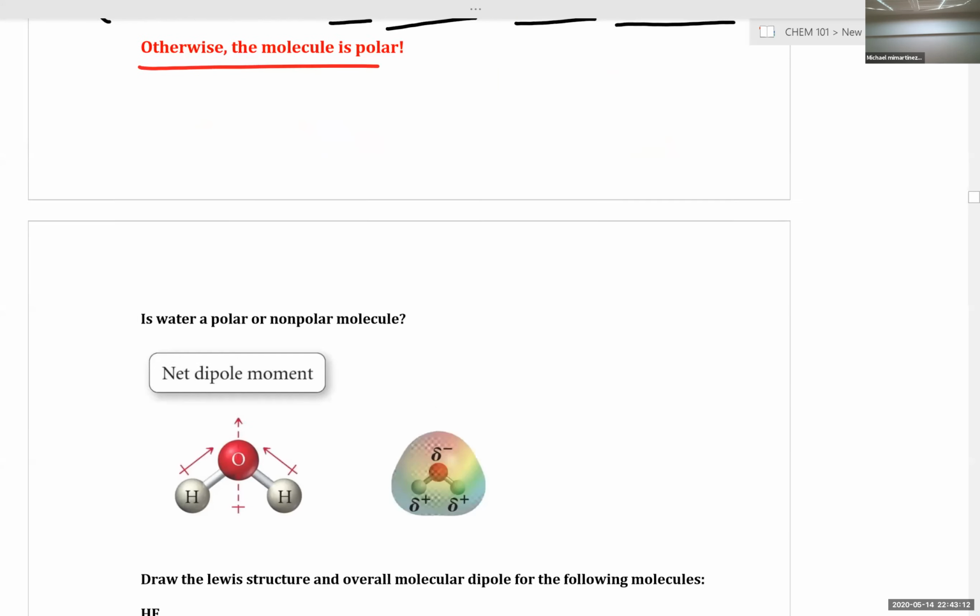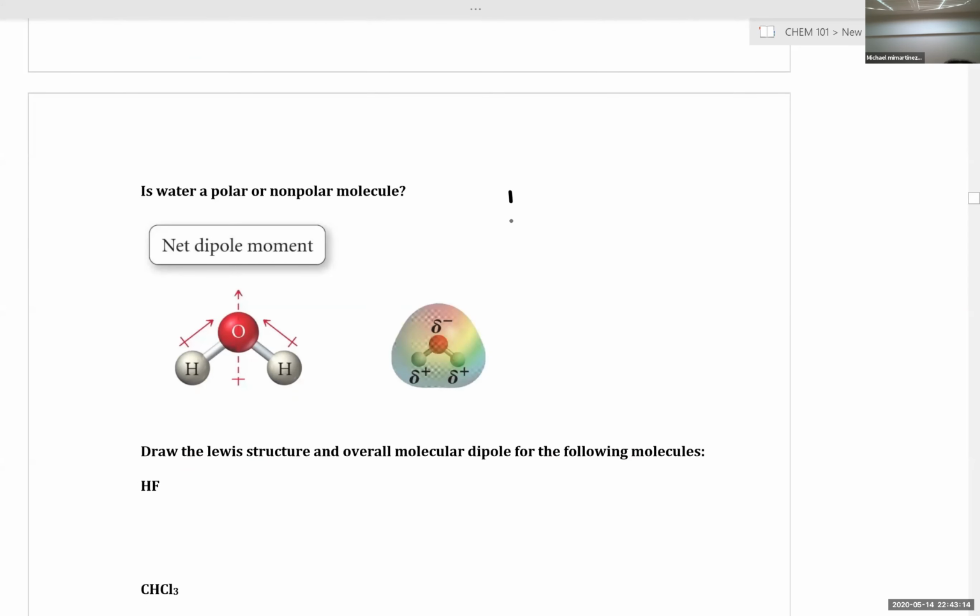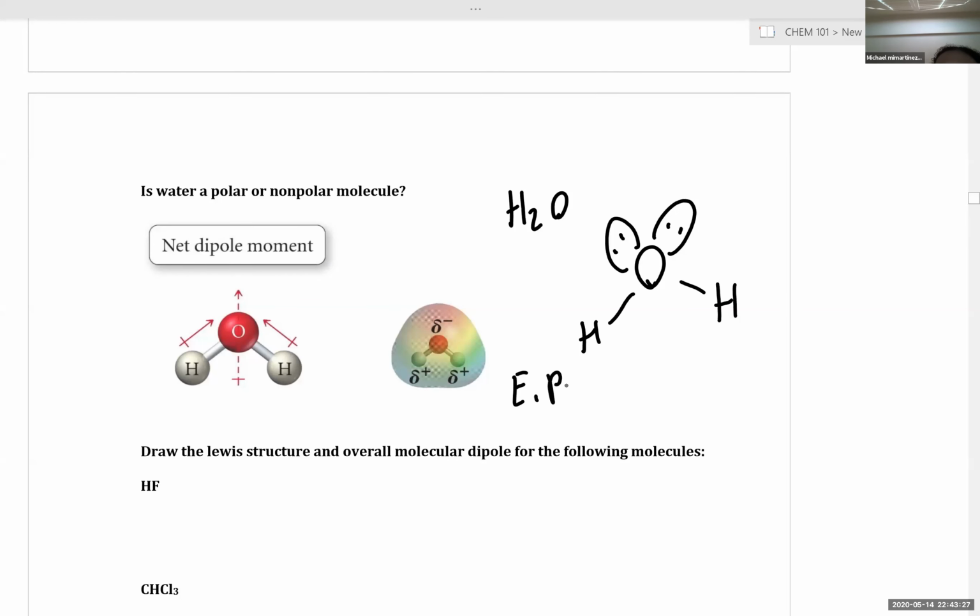Okay, so let's look at an example. So looking at water, H2O. We have an oxygen with two lone pairs and it's bonded to two hydrogen atoms. Let's do a full analysis of water. So first and foremost, what is its electron pair geometry? Let's look at its electron pair geometry and then the molecular geometry. So first, would someone like to tell me, what is the electron pair geometry of water?